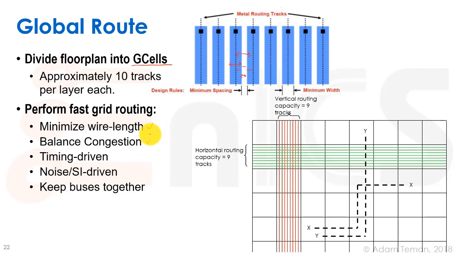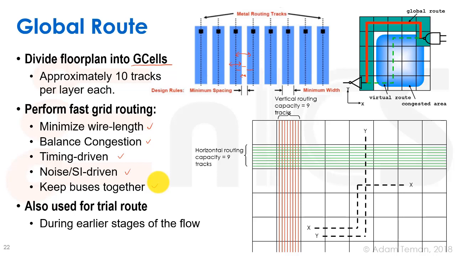We're going to also try to balance congestion by trying not to have too many tracks go through each edge and try to balance that out. We're going to try to have it timing driven, so we can estimate parasitics and see that our timing critical wires get better, shorter wires. And we're going to have to also sometimes look at noise and SI, which we'll discuss in a few minutes, and maybe try to keep buses together.